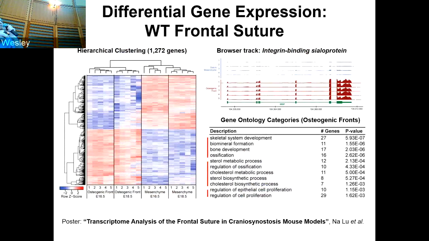If you look at the gene ontology analysis of the genes that are upregulated in the osteogenic front, we see categories that we would expect to see, so skeletal development, ossification, and the genes that make up these categories are your typical RUNX2, IBSP, osteocalcin, osteopontin, etc. We also have proliferation markers, which we would expect given the proliferation pattern in the thickening of the osteogenic fronts. And there are some interesting categories, such as sterol metabolism, which is interesting in that Indian hedgehog signaling is one of the pathways: Indian hedgehog, Patched 1, and Gli1 are upregulated in our osteogenic fronts.